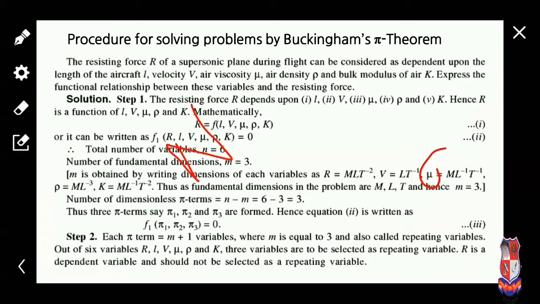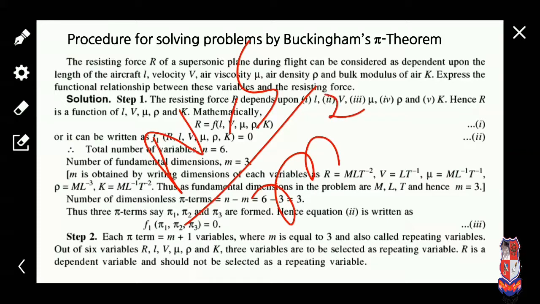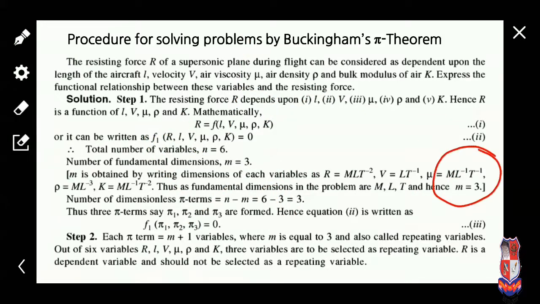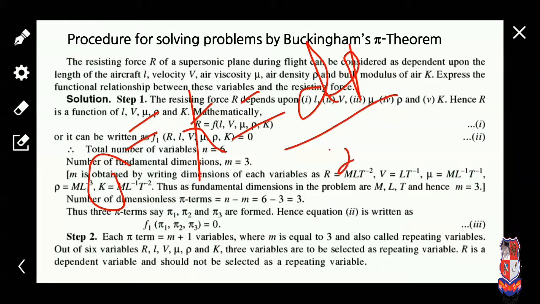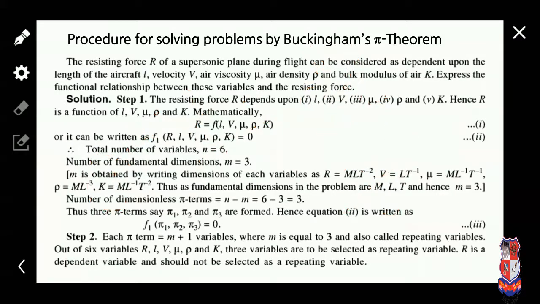Viscosity unit is Newton into second per meter square. So we find the MLT form: M L to the power minus 1 T to the power minus 1. Density is mass per unit volume, so M L to the power minus 3. And bulk modulus K is equal to dP, the change in pressure, upon volumetric strain dV by V. Strain has no unit, so the unit of bulk modulus is that of pressure, Newton per meter square.